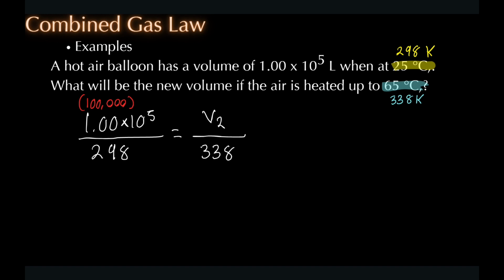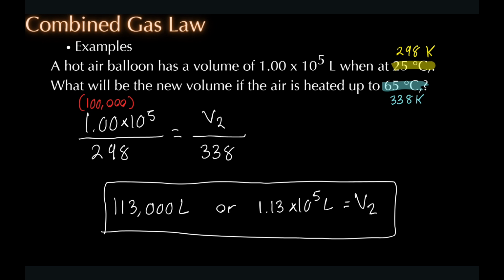We are going to go ahead, cross multiply, and divide. So we should end up with 113,000 liters, or if we keep it in scientific notation, 1.13 times 10 to the 5th liters will be equal to our unknown volume of V2. So this right here is going to be our final answer. Let's go ahead and take a look at one more example.